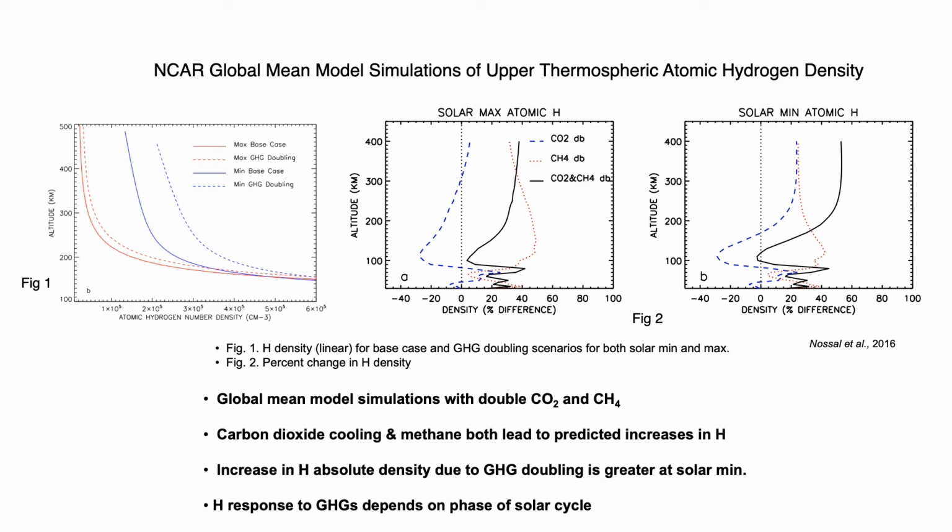And what we have done here is we look at a percent difference in these simulations compared to a base case scenario. What we see, the middle plot is for solar maximum, the right plot is for solar minimum conditions, and what we see here is that there's a larger response at solar minimum, and that larger response is largely due to carbon dioxide. Carbon dioxide cooling has a larger effect at solar minimum than at solar maximum. In conclusion here, both carbon dioxide cooling and methane both lead to predicted increases in hydrogen in the upper thermosphere, but this response depends on the phase of the solar cycle.